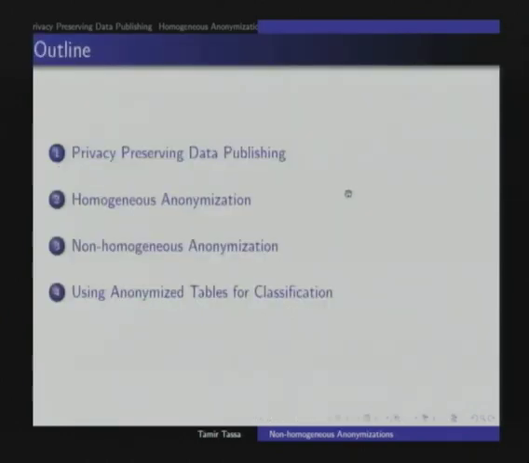So, the outline of the talk will contain four topics. First of all, the introduction to privacy-preserving data publishing, and a survey of homogeneous anonymization. I think that these parts you will be more familiar with. And the other two parts are the novel parts about non-homogeneous anonymization and how to use anonymized tables for classification.